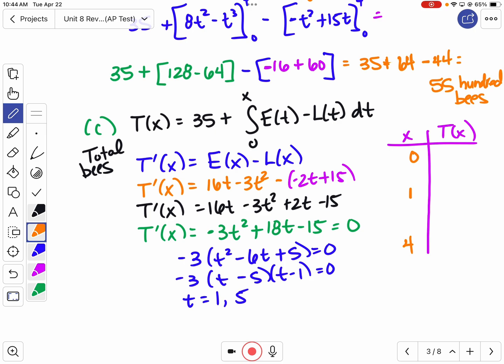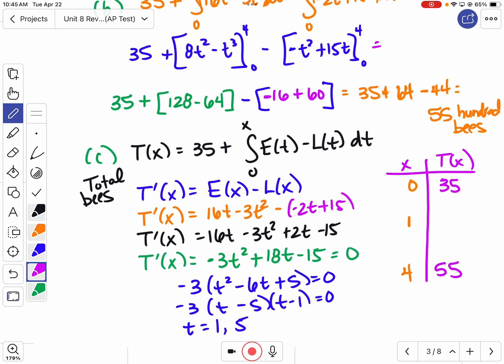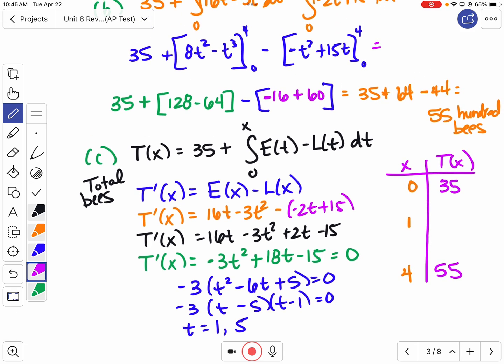Now, the good news is if I think about my total number of bees, if I plug 0 in, what do I get? 0 for the integral, which is 35, which they told me. And then lo and behold, in part B, we already did 4. And what was the number for that? 55. So the only thing I really have to evaluate in this problem is the 1 in that integral. Again, good news. We've already done the integral up here. We just have to plug in the 1. We did it right here.